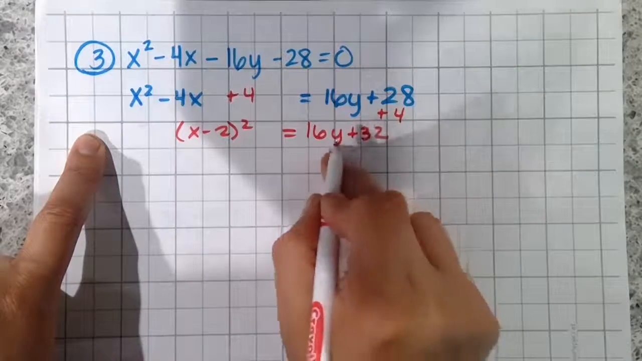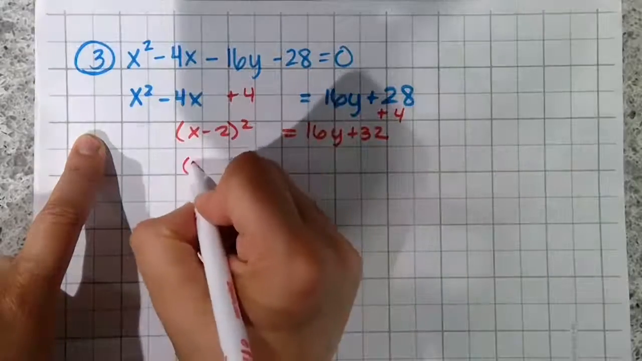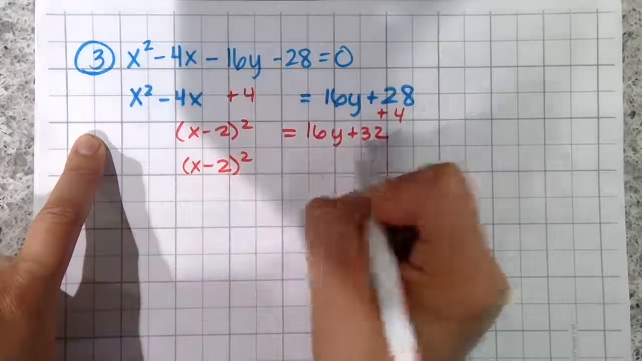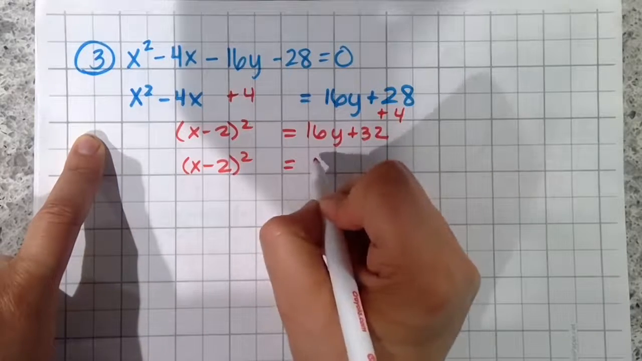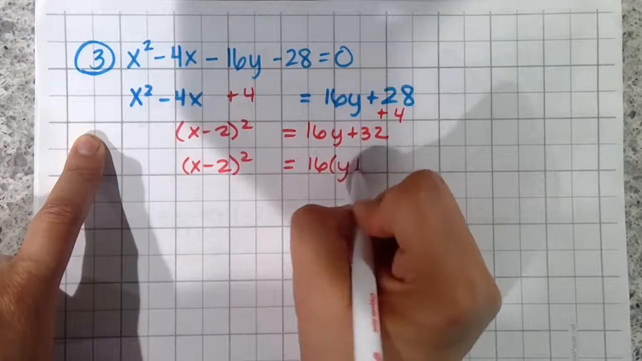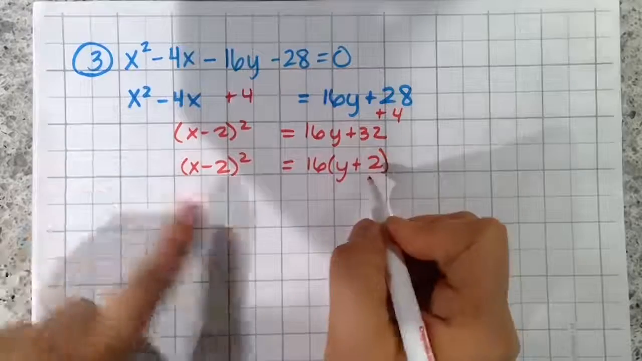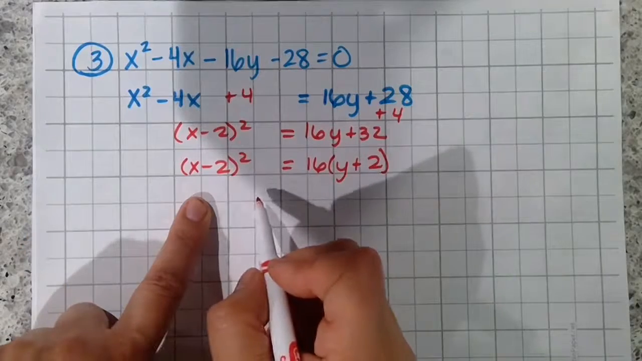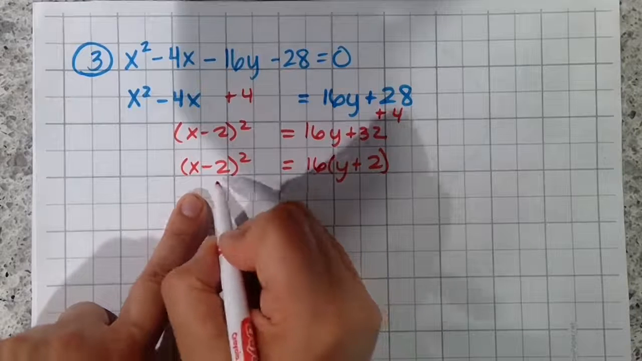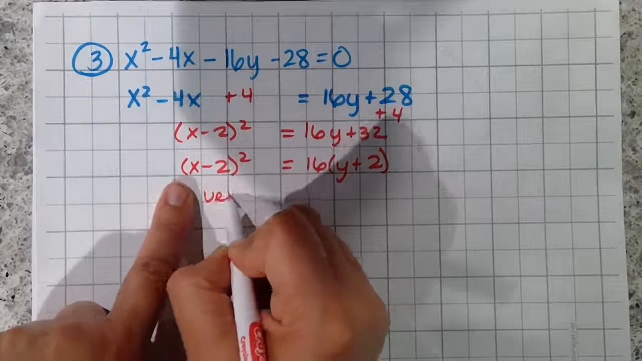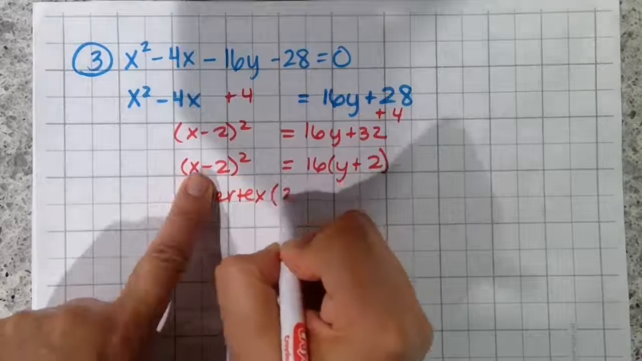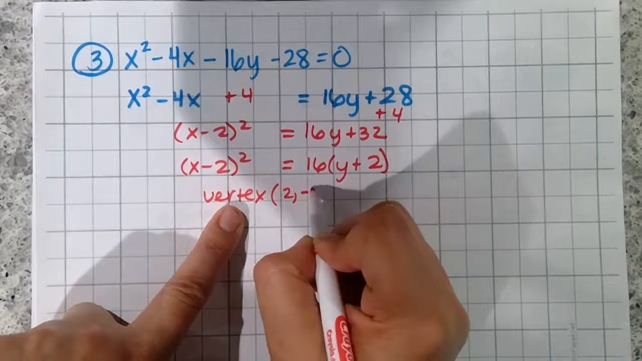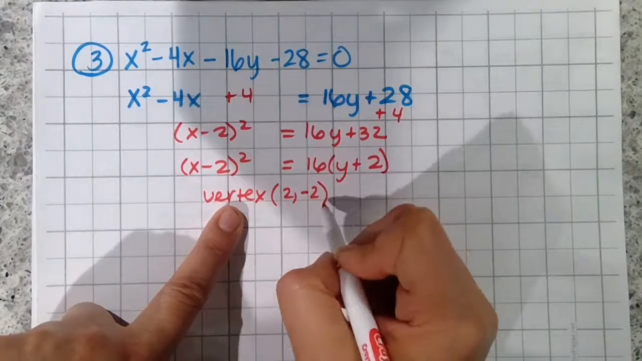Looks good, except I want to have something factored out here. So I'm going to see if they have anything in common that I can factor out, and you can factor out a 16. Okay, so now it's in the right format. I'm going to find my vertex. Your vertex is, again, the opposite of your x, +2, opposite of your y, -2. So your vertex is at 2, -2.